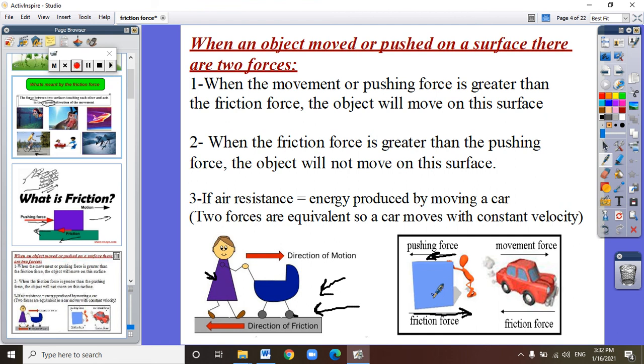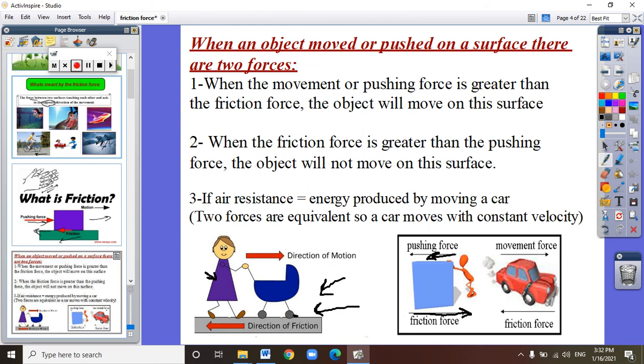So the very heavy things, you cannot move them. Why? Because the friction force is bigger than your movement force or your pushing force. But if you can move something, like this lady, you must know that your movement force is bigger than the friction force.